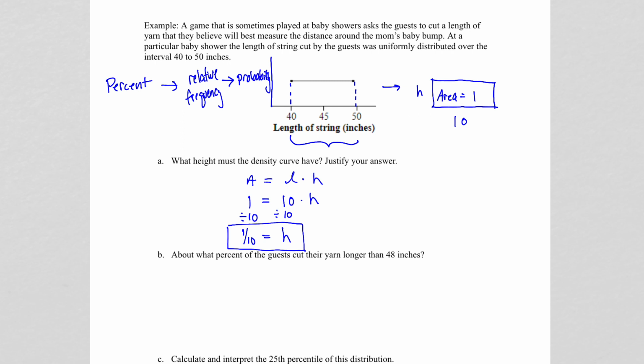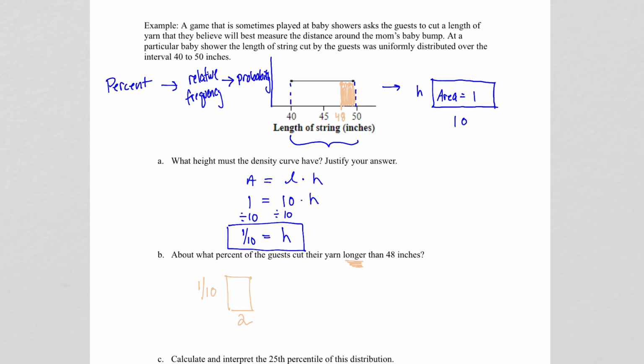Part B, about what percent of the guests cut their yarn longer than 48 inches? Let's go up to this drawing here. 48 inches is about here. I'm doing this in a strange peach color, but we're going to go with it. So there's 48 inches. It wants to know the percent of the guests that cut their yarn longer than 48 inches. So that's going to be from 48 to 50. So you can see we have another rectangle. I'm going to draw that rectangle from 48 to 50, so that gives us a rectangle that's 2 units long, and we now know that the height is 1/10.